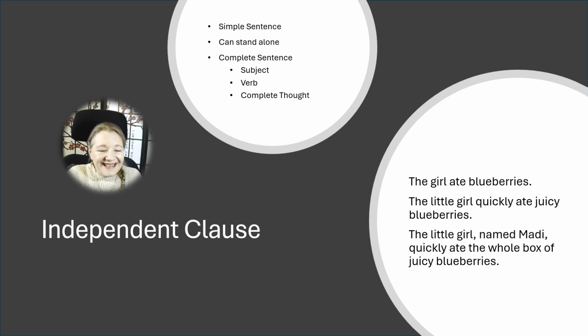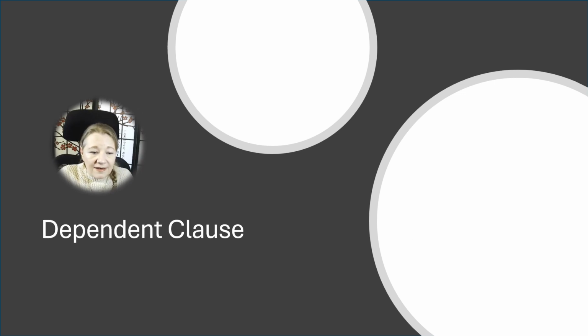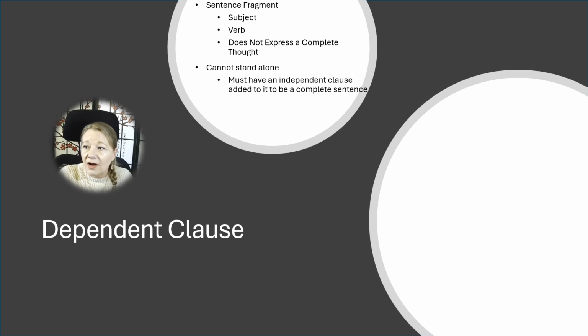A couple more examples. The little girl named Maddie quickly ate the whole box of juicy blueberries. Here we added much more description, but it is still a simple sentence or independent clause. The dependent clauses, as a review, are one type of sentence fragment. They have a subject and a verb, but they do not express a complete thought. They cannot stand alone. They must have an independent clause paired with them in order to be a complete sentence. Dependent clauses always start with a subordinating conjunction.